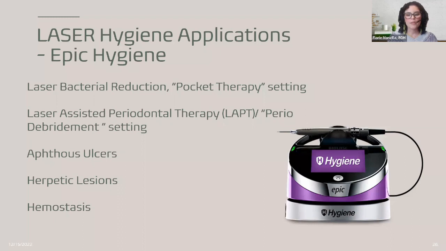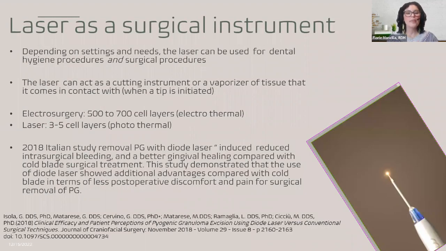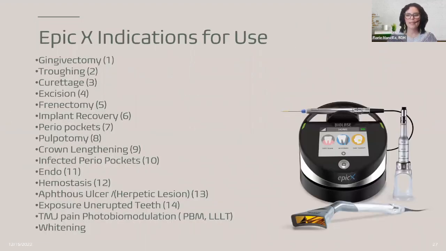I want to briefly talk about the Epic X. So the Epic X is another soft tissue diode that comes with these two little attachments here. This one is the whitening wand.